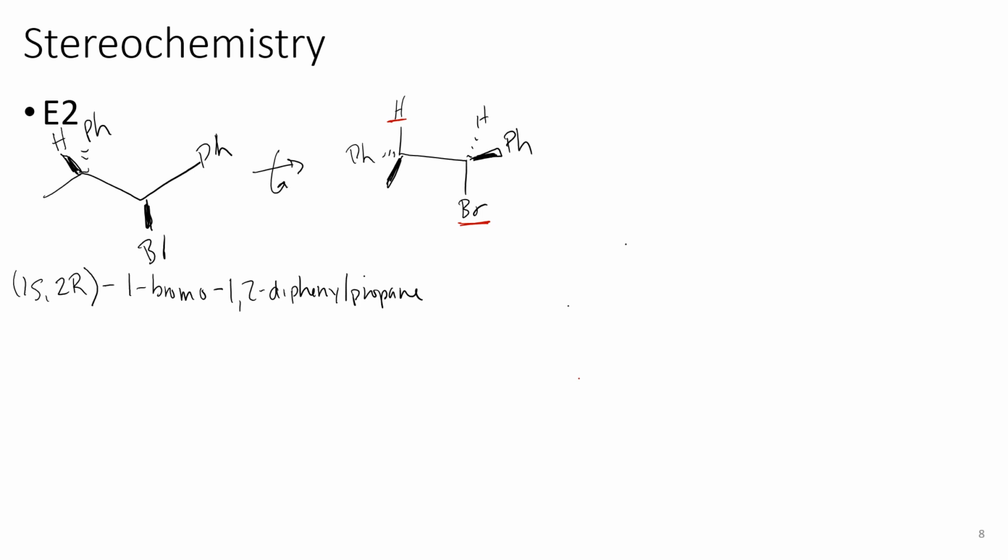So now that we have adopted that relationship, I can bring in my base, and I'm just going to use hydroxide as my base. It's going to come in to deprotonate that proton. Those electrons are going to come down to form the double bond, and the bromine is going to leave.